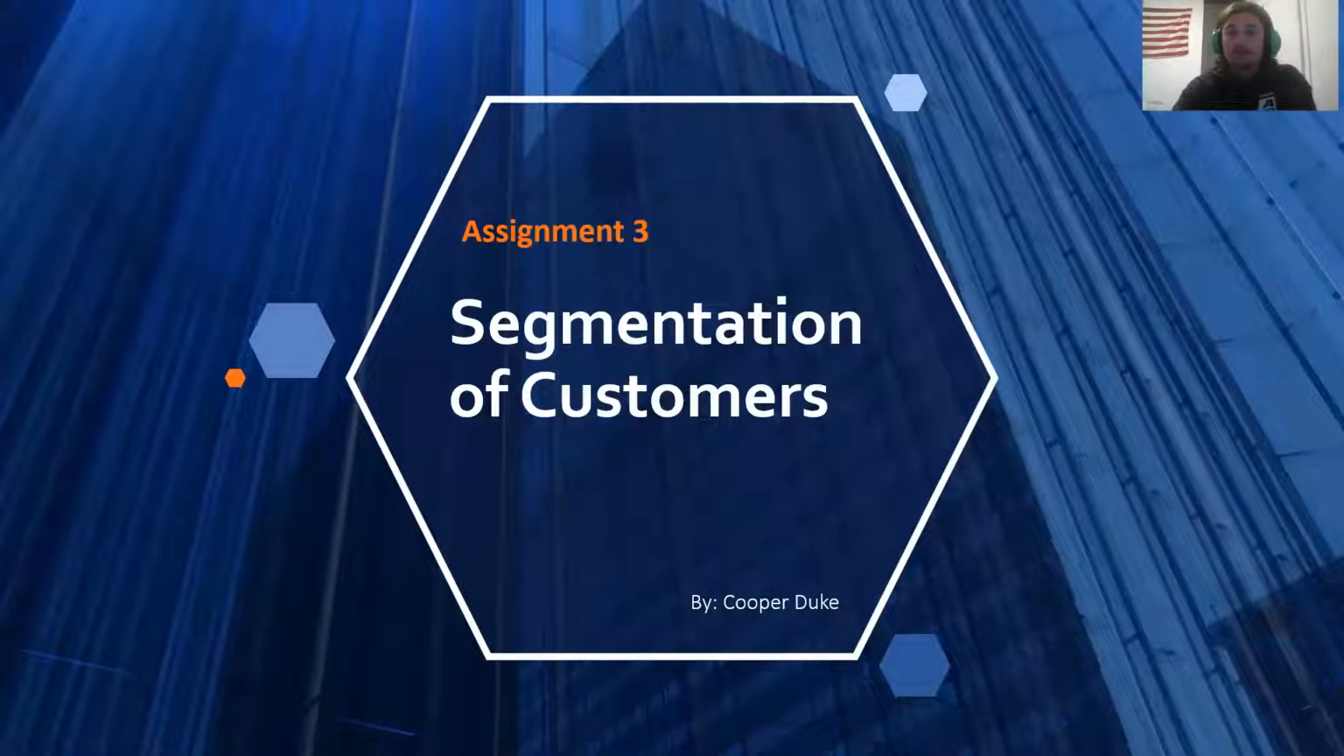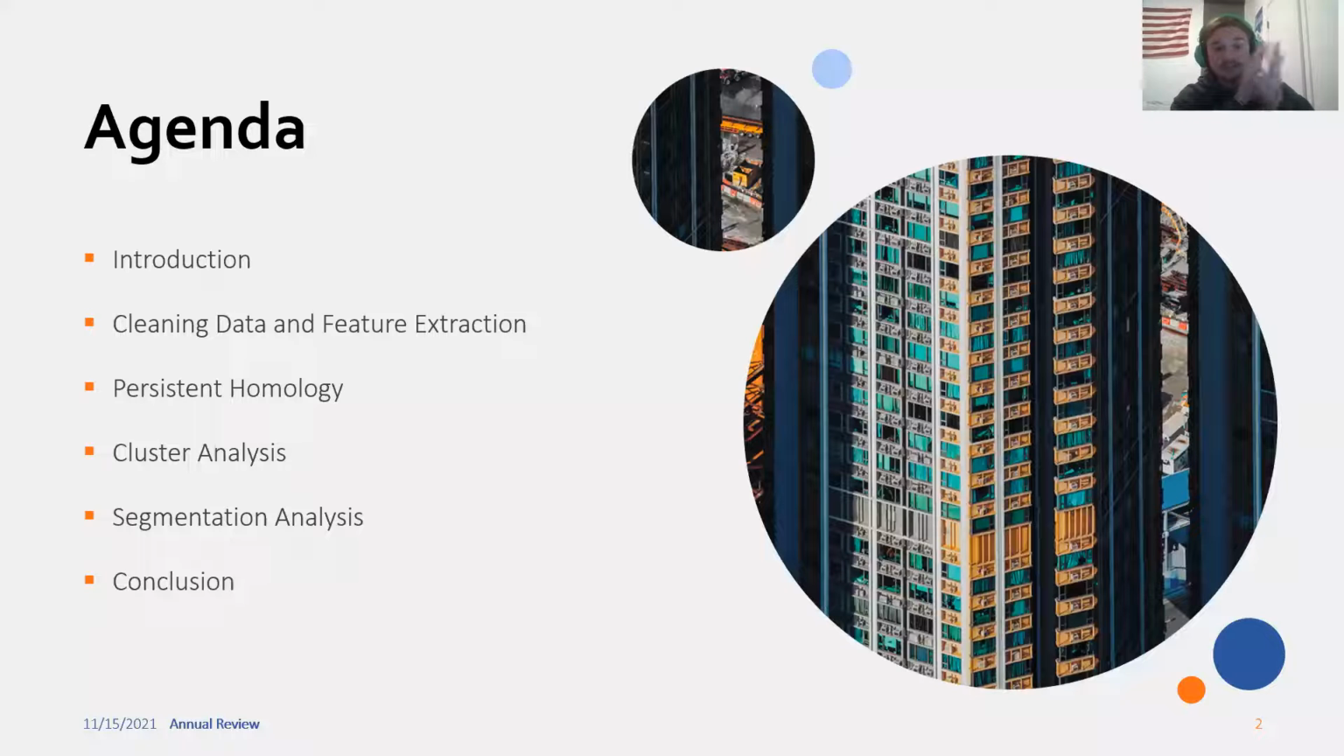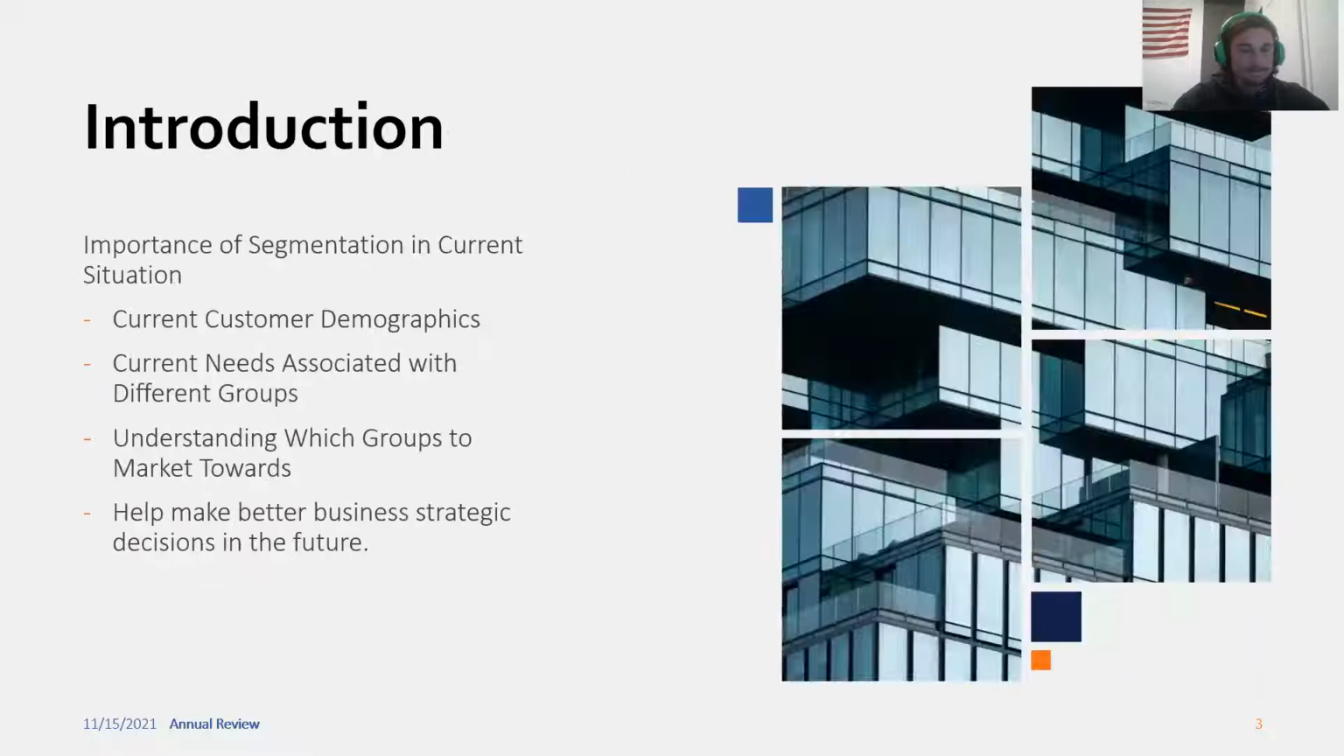All right, so for assignment 3, we're looking at the segmentation of customers within a marketplace. So the agenda for today is that we're looking at the introduction, how I clean the data, use feature extraction, persistent homology, how I use cluster analysis, segmentation analysis, and then a conclusion to it all.